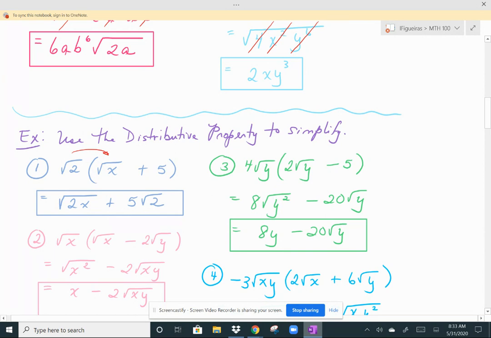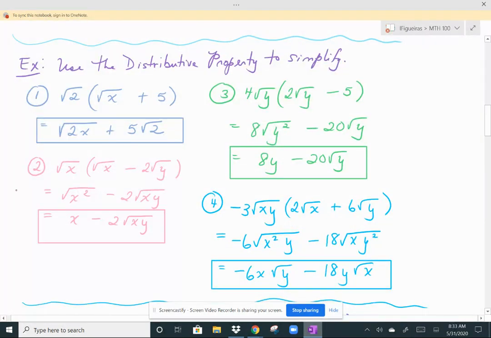Remember, the product rule says that you can multiply the 2 and the x, so that gives me the square root of 2x. And then the square root of 2 times 5, well, 5 is not inside of a radical, so it becomes the coefficient of the radical, so you just get 5 root 2. Neither one of those expressions can be simplified, so your final answer is just square root 2x plus 5 root 2. Okay, let's go on to the next one.